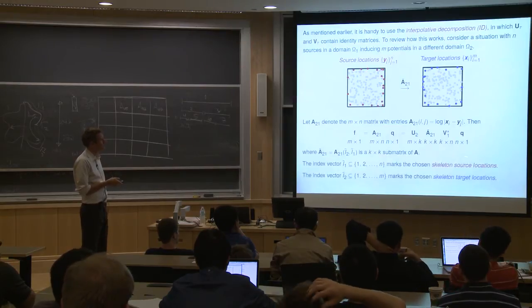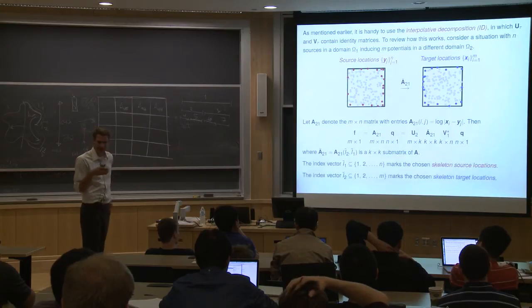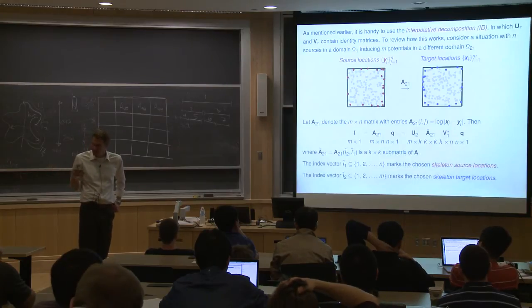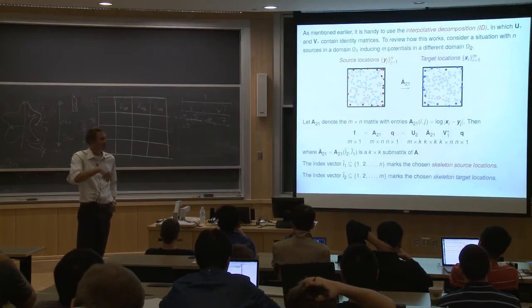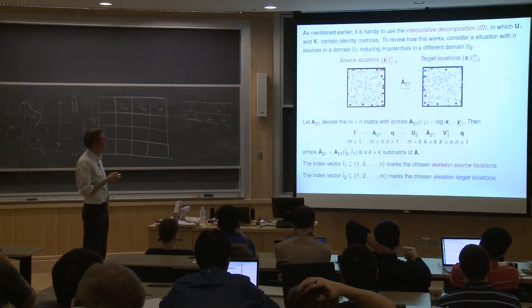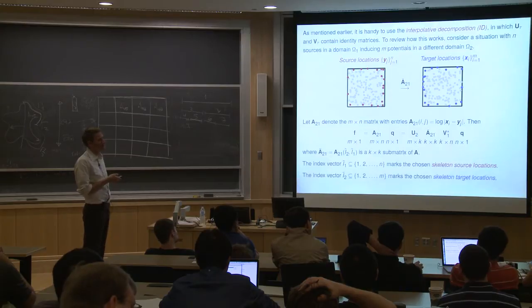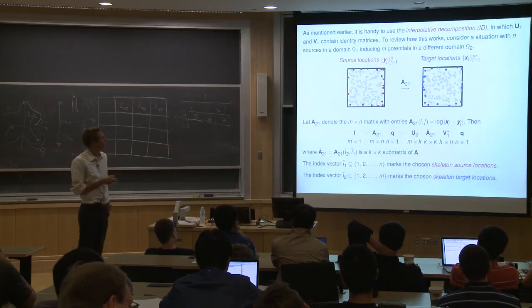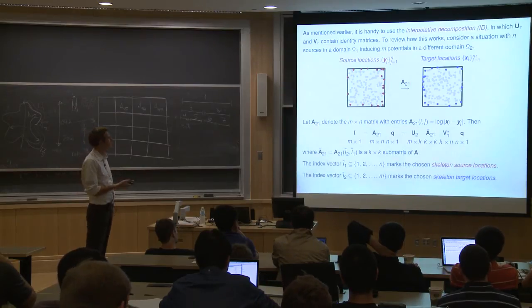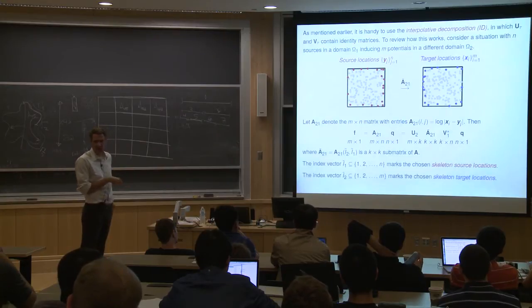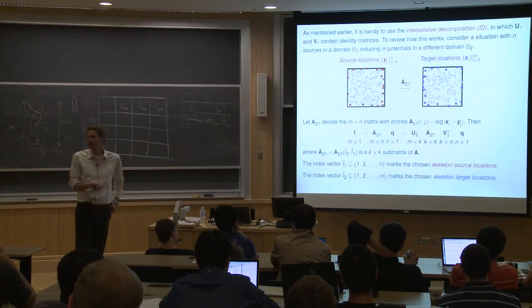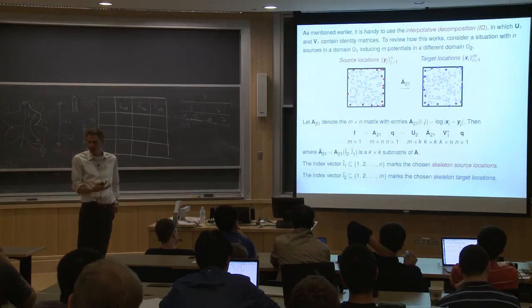Skeletonization really means that we find a subset of k column indices and k row indices. These index vectors correspond to subselections of the source locations and subselections of the target locations. Now the physics is that given a set of sources on all these points, I can project these onto sources on just the red points. That's really my outgoing expansion for that box. It's a compact representation of the sources in here.